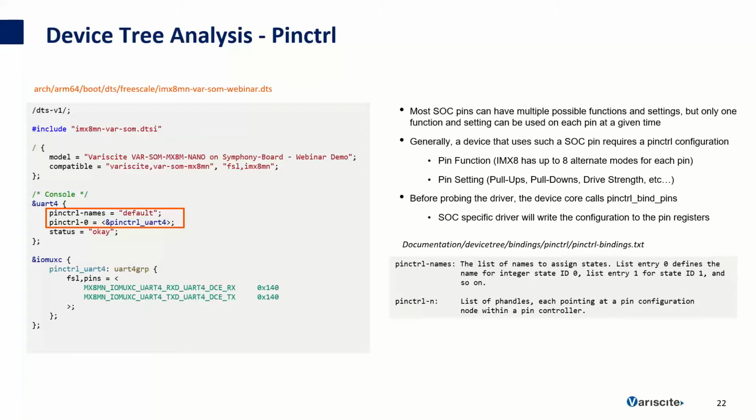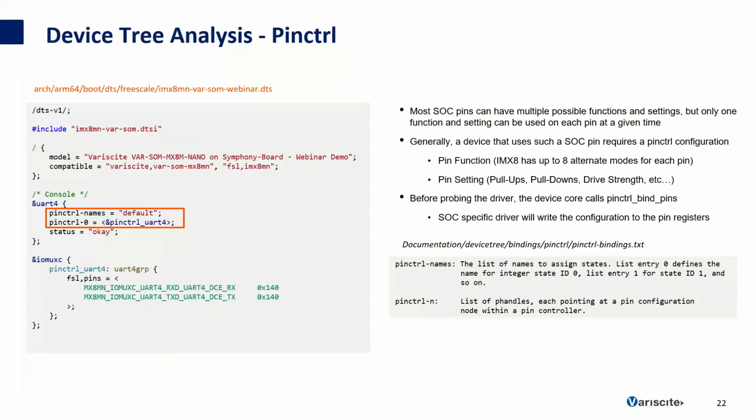So generally, any device node that uses such an SoC pin requires a pin control configuration. And this configuration has to set up the pin function. Again, IOMUX8 can have up to 8 alternate pin modes for each pin. And then it also needs to set up the pin setting to enable pull-ups, pull-downs, drive strength, or any internal pin configurations. When we do this, before the driver is probed, the Linux device core will call pin control bind pins, and this will tell the SoC specific driver to write the pin configuration to the pin registers.